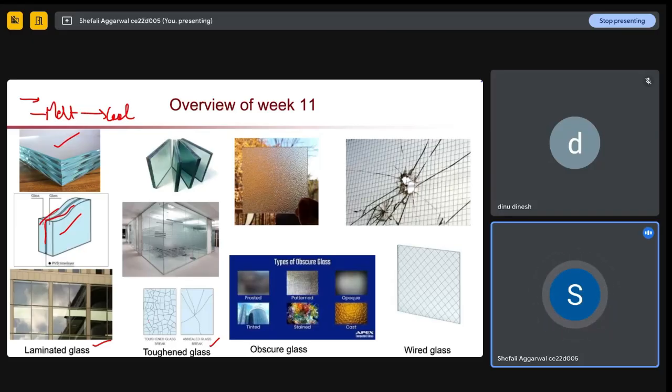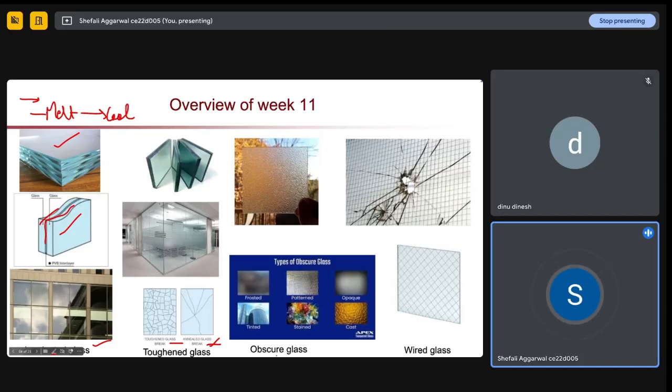So what is happening if we see the difference between toughened glass and annealed glass: when you are breaking an annealed glass, it will suddenly break. In toughened glass, first cracks will be forming and then only it will break. So it can be of different types of toughened glass also, like even in other types of glasses we are telling it is a type of toughened glass.